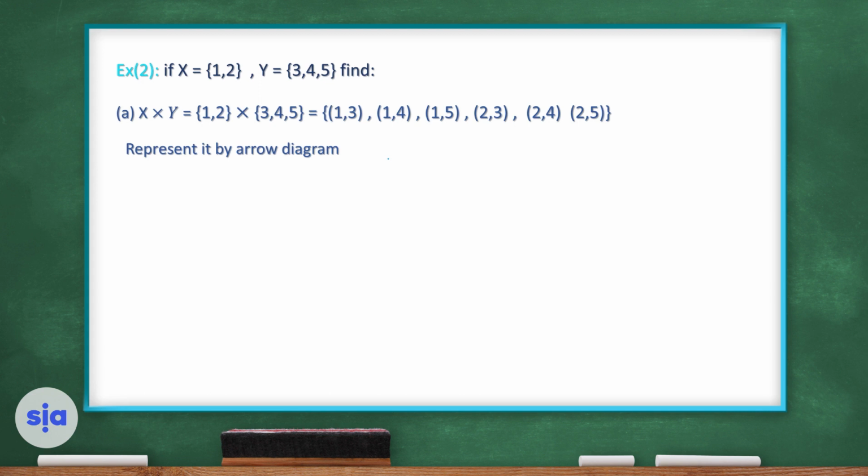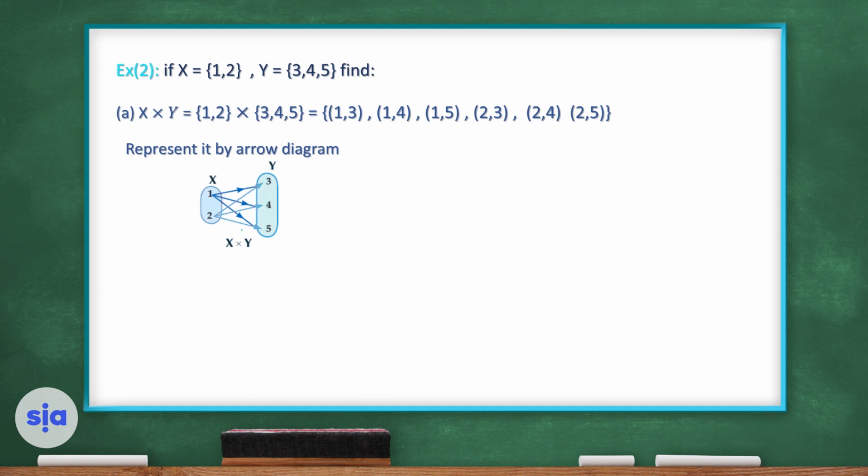How can we represent this with an arrow diagram? Here, we write set x on the left-hand side and set y on the other side. We write all the elements here, and then we go with arrows. So (1, 3), here 1 goes to 3. (1, 4), the 1 goes to 4. (1, 5), then the 1 goes to 5.